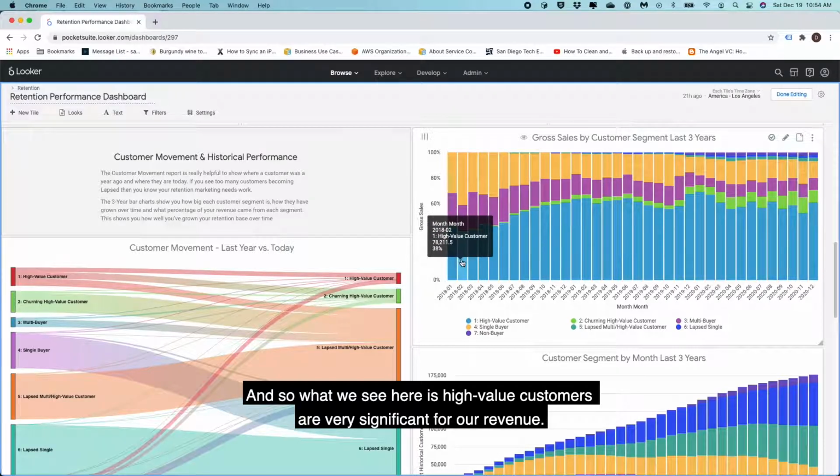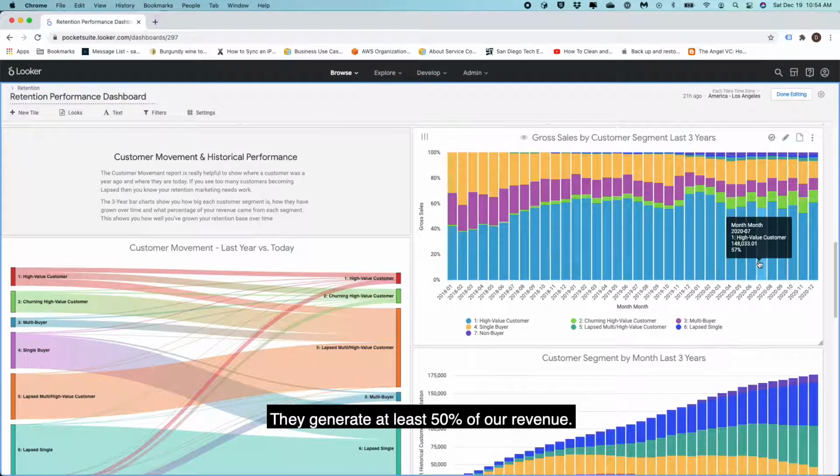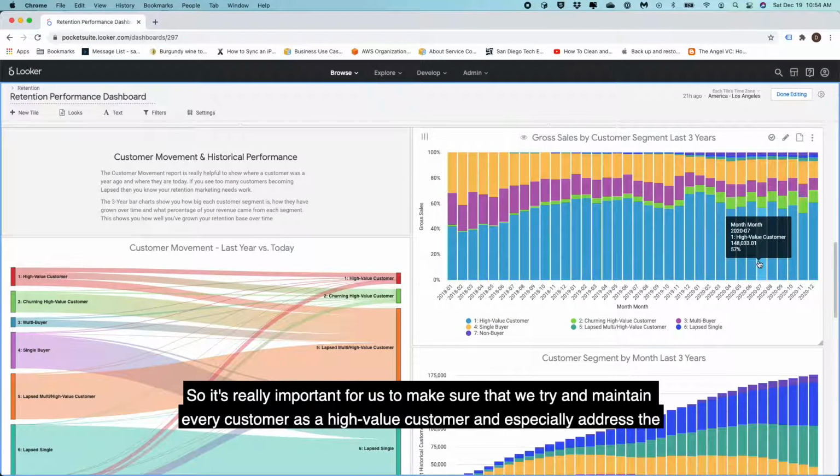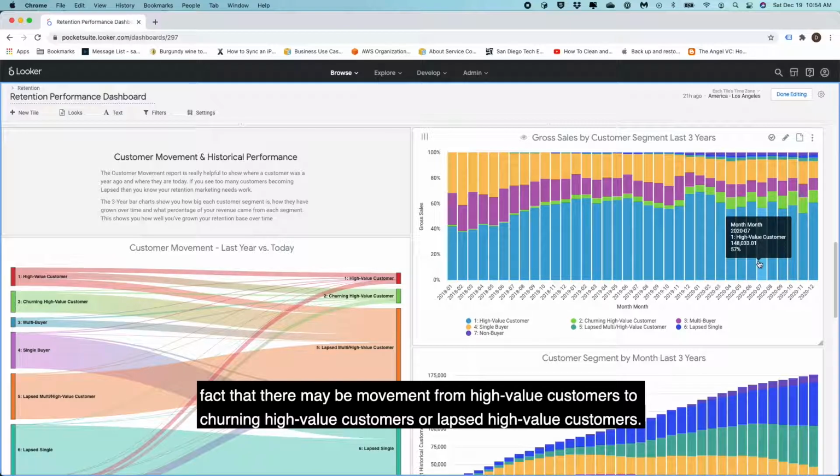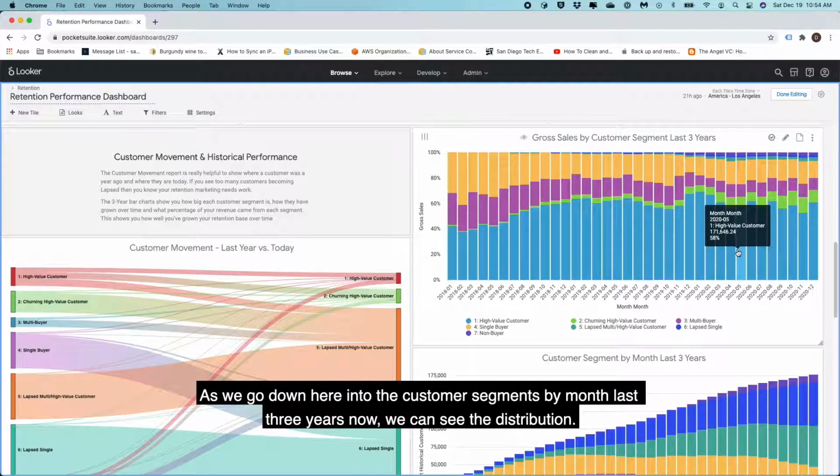And so what we see here is high value customers are very significant for our revenue. They generate at least 50% of our revenue. So it's really important for us to make sure that we try and maintain every customer as a high value customer, and especially address the fact that there may be movement from high value customers to churning high value customers or lapsed high value customers.